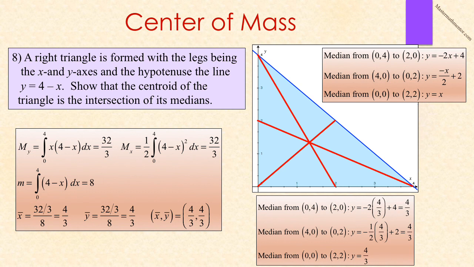Finally, we show the point 4/3, 4/3 satisfies each of the median lines. The median from 0,4 to 2,0 gives y is equal to negative 2 times 4/3 plus 4, and that is 4/3. The median from 4,0 to 0,2 is y equals negative 1/2 times 4/3 plus 2, and that also is 4/3. And the median from 0,0 to 2,2 is the line y equals x, which at x equals 4/3 gives y equals 4/3.